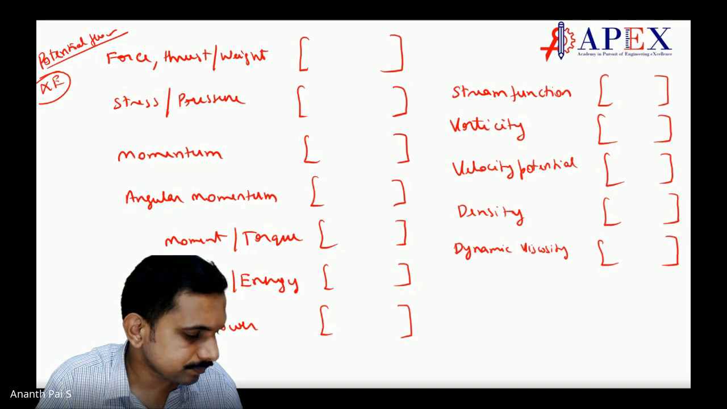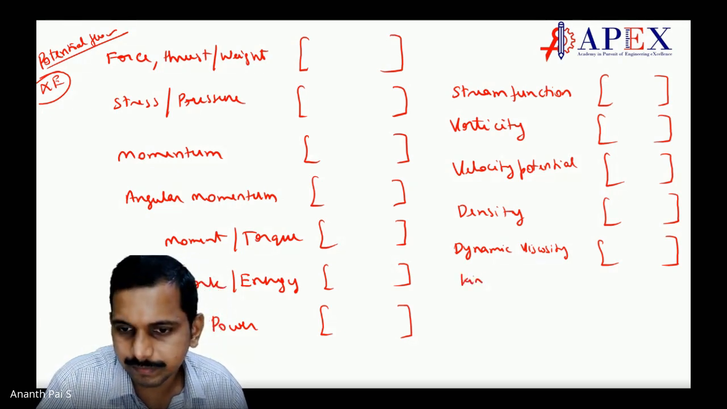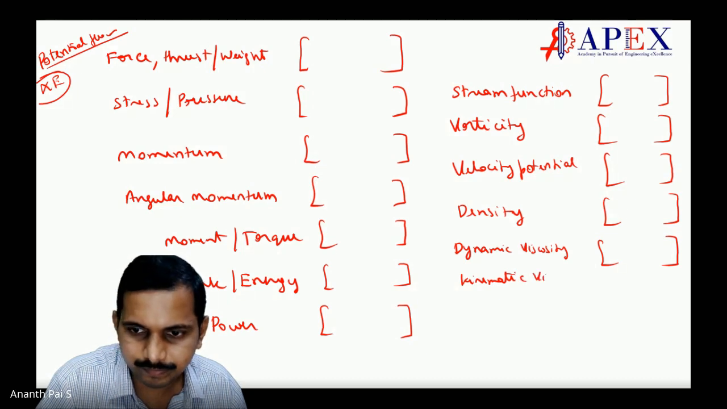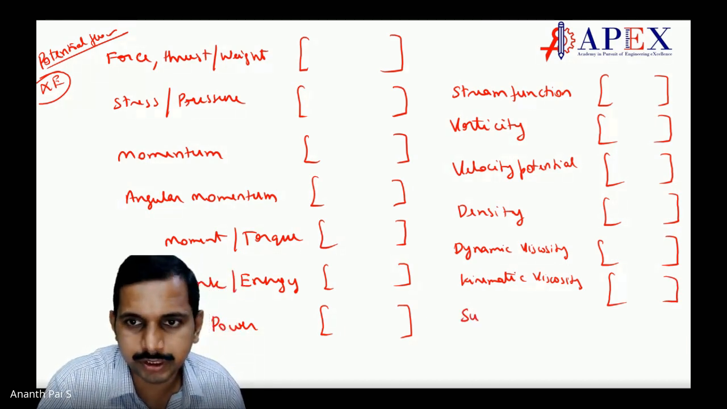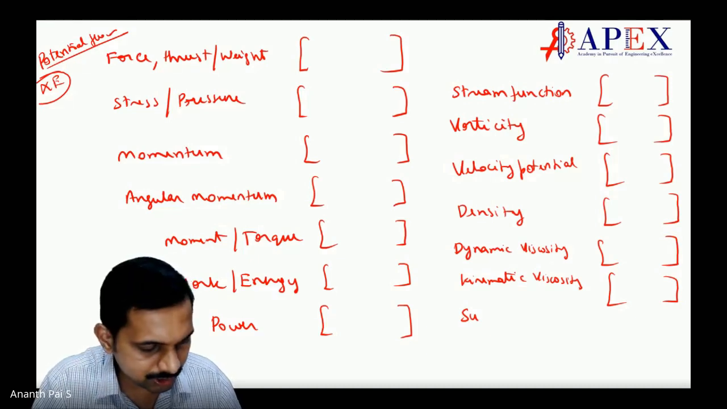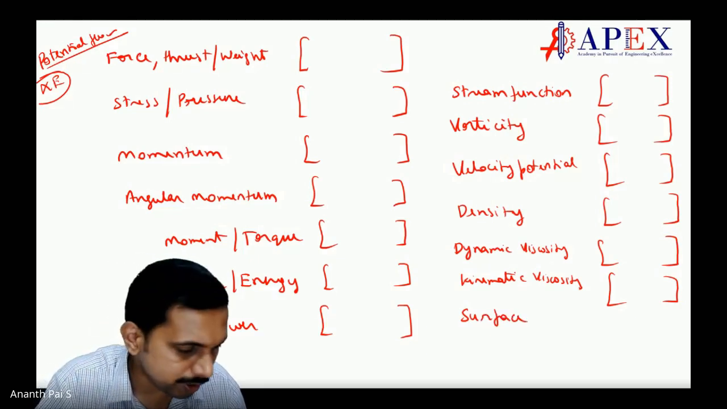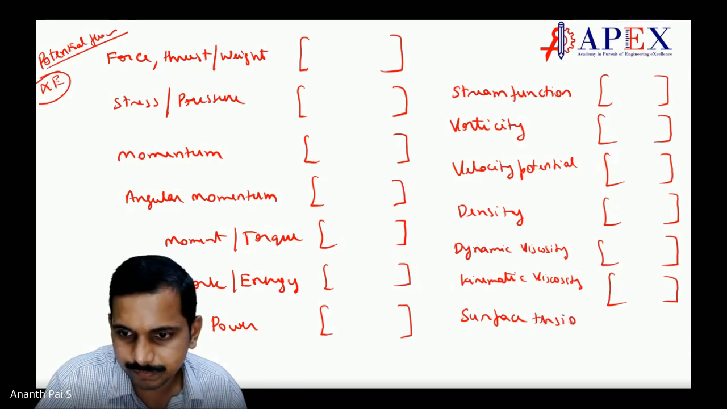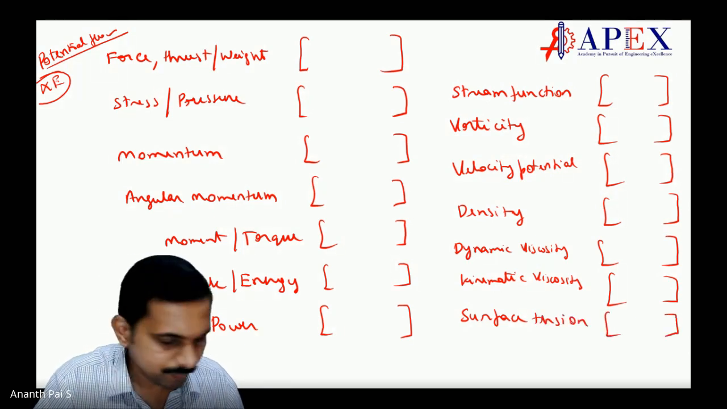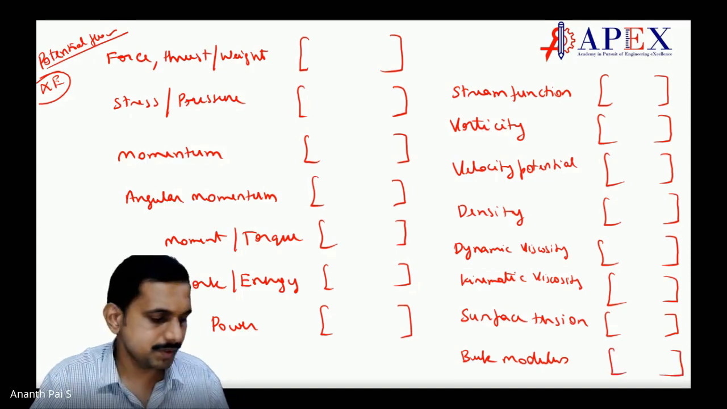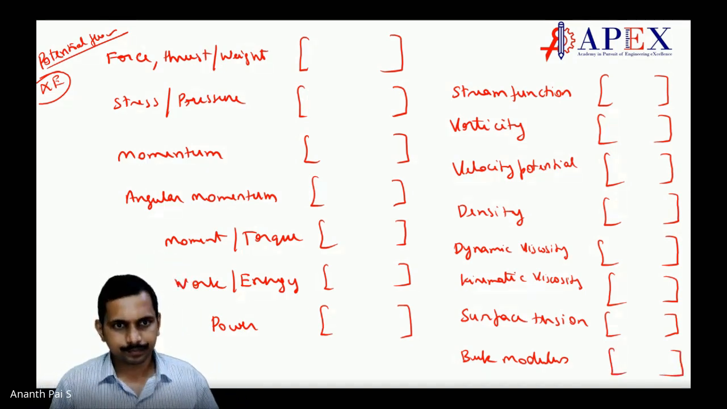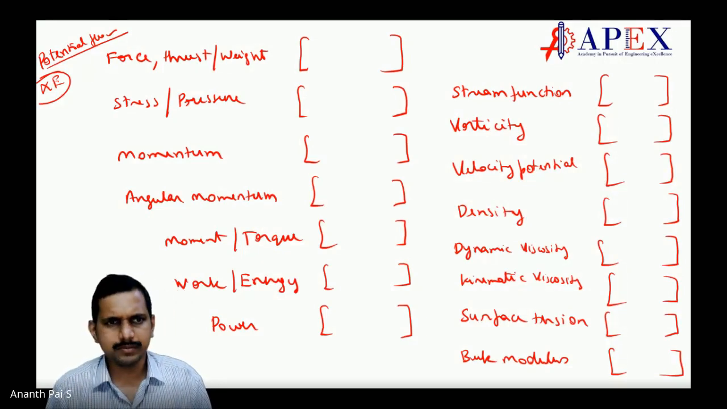Then kinematic viscosity. Okay. Then surface tension, but it is important. Don't think potential flows are not important for mechanical engineering. These are very important ones, especially when you want to go to aerospace. Surface tension. Fill this up. Okay. Then bulk modulus. These are only some of these you can do. You can get a lot.